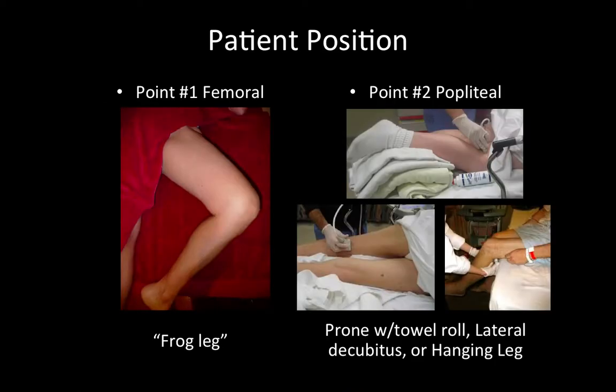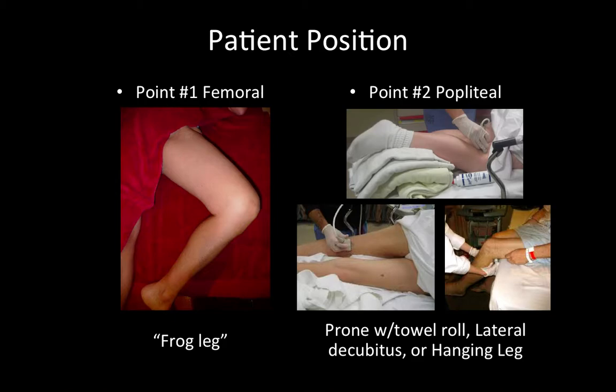So how are we going to position the patient? For the femoral region, you'll put the patient in a frog leg. This helps to alleviate tension over the femoral triangle. You can really keep them in this position for the popliteal fossa as well. Some other options for the popliteal fossa you can see here: towel roll, lateral decubitus, or hanging the leg. But the frog leg works pretty well for both.